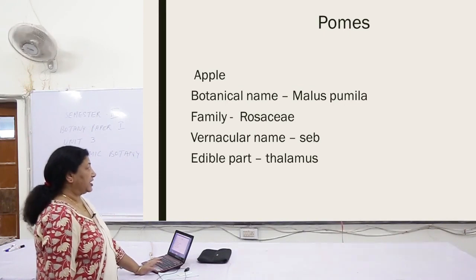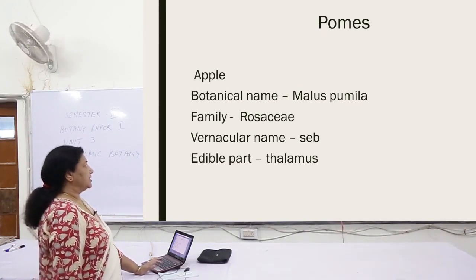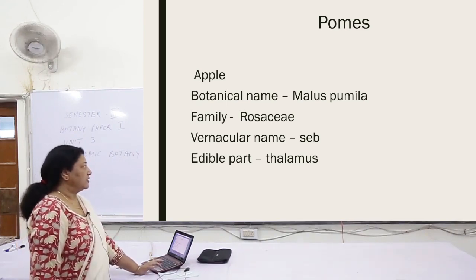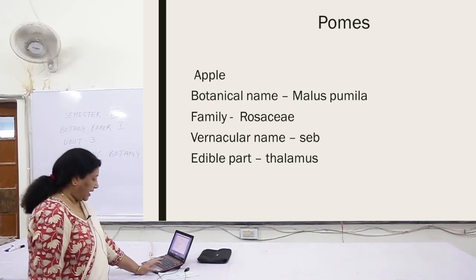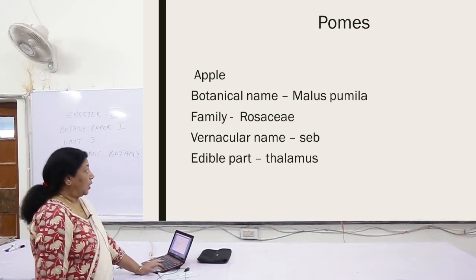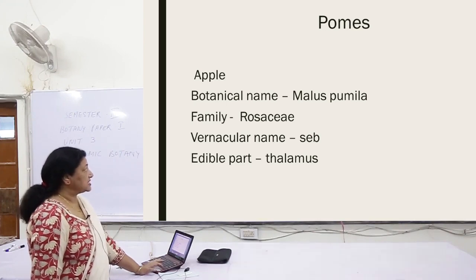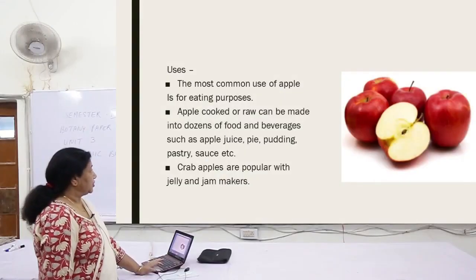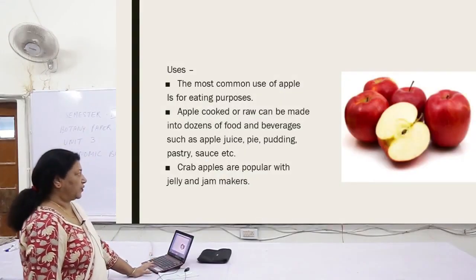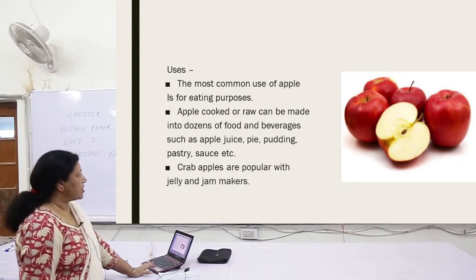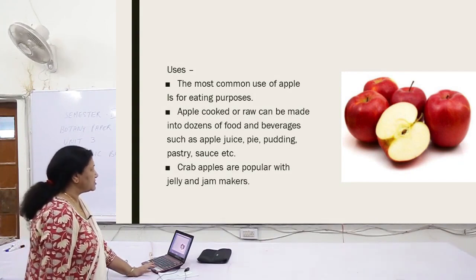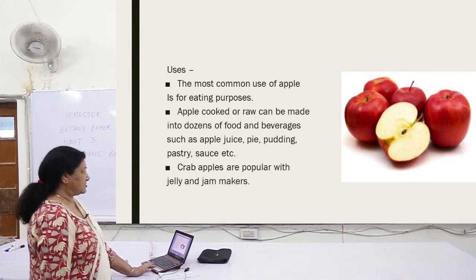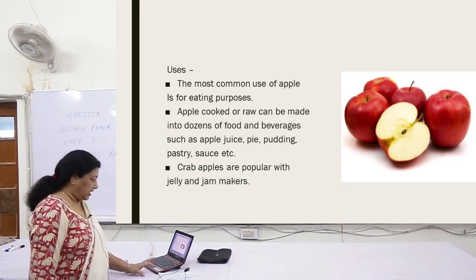Now pomes, a very common fruit which is found throughout India, that is your very famous apple, botanical name Malus pumila, family Rosaceae, vernacular name seb, and the edible part over here is the thalamus. You have to remember what is the edible part of the fruits which you are supposed to mention. Uses: the most common use of apple is for eating, you all know. Cooked or raw, it can be made into dozens of foods and beverages such as apple juice, apple pie, apple pudding, pastry, sauce, etc. Crab apples are very popular for jelly and jam makers.